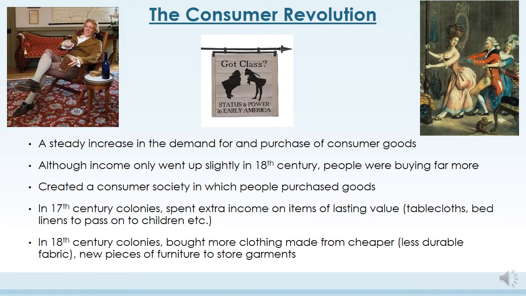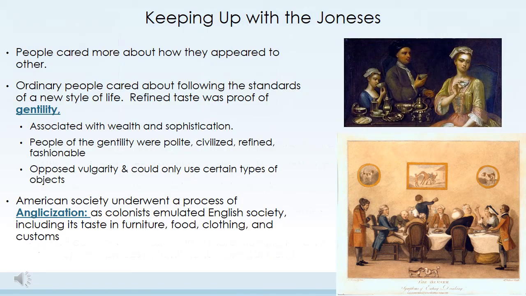In the 18th century colonies, they bought more clothing made from cheaper material, and it was less durable fabric, but for the first time they could afford to have more than 2 or 3 outfits in a year. And these new pieces of furniture that they bought could be used to store their garments. Acquiring such goods allowed individuals and families to demonstrate that they were not simple provincials or from the back country.